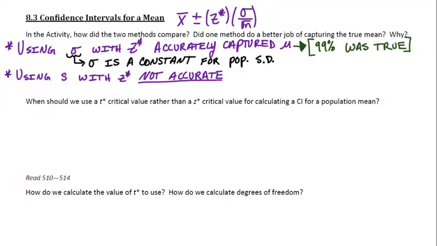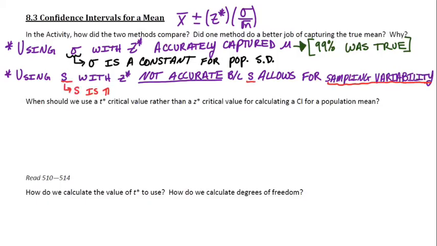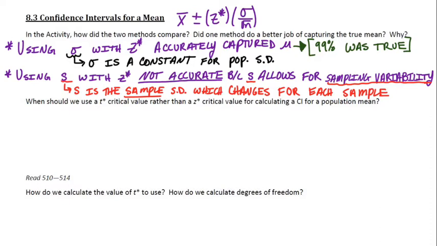So it's not a fixed constant like we saw in the first case. So we can say because s, lowercase s, allows for sampling variability, which means it's different for each sample. So we're not getting a consistent capture rate anymore. It's not really 99%, which is a shame.